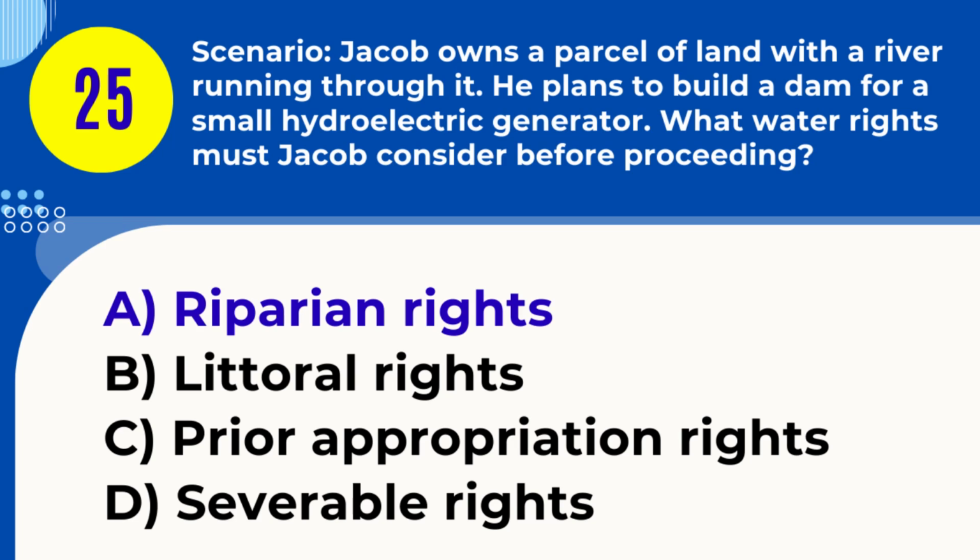Answer. A. Riparian rights. Explanation. Riparian rights pertain to the use of water from a river or stream that runs through or adjacent to a property. Jacob must consider these rights, which can be subject to local and environmental regulations, before building a dam.